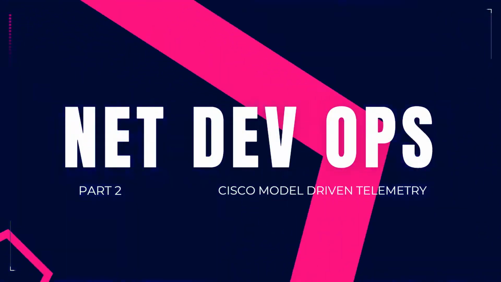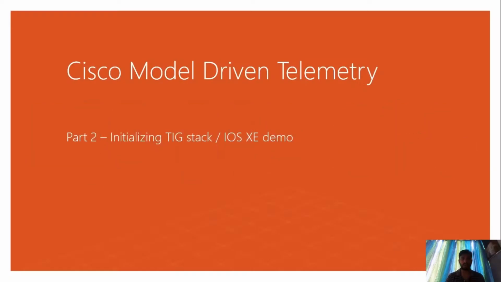Hi, welcome to part 2 of the Cisco's model-driven telemetry series. In this video, we're going to focus on initializing the TIG stack on an Ubuntu virtual machine, and then we're going to switch gears and send the data from an iOS XE device to the newly initialized TIG stack, and then visualize the data on the Grafana platform. So let's dive right in.